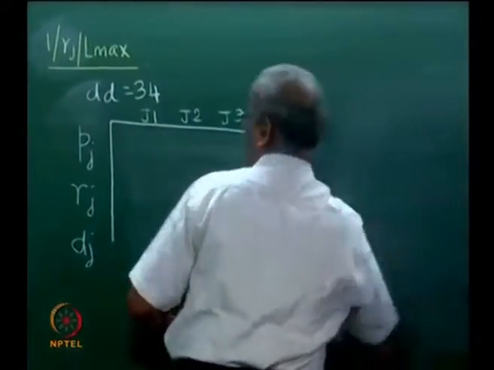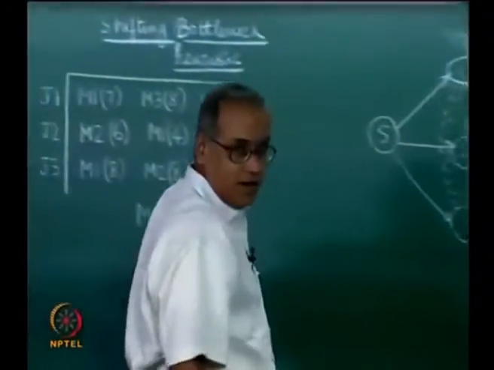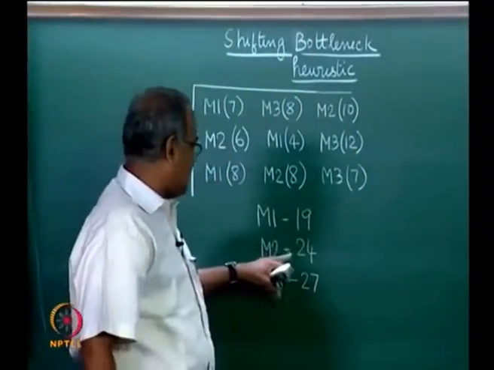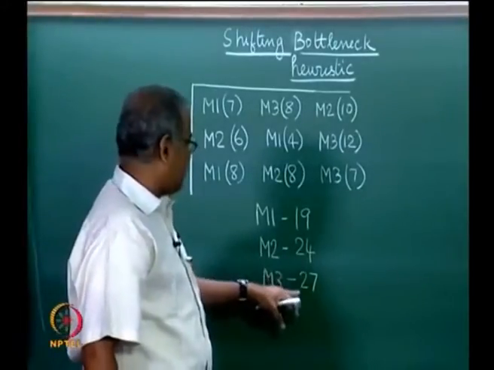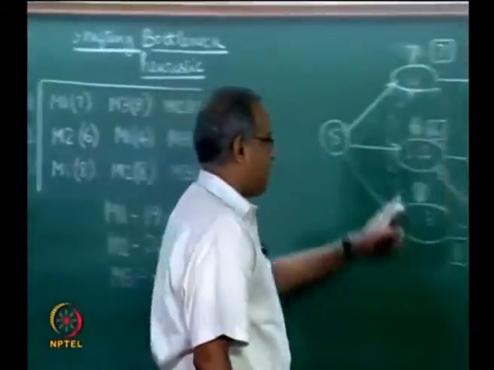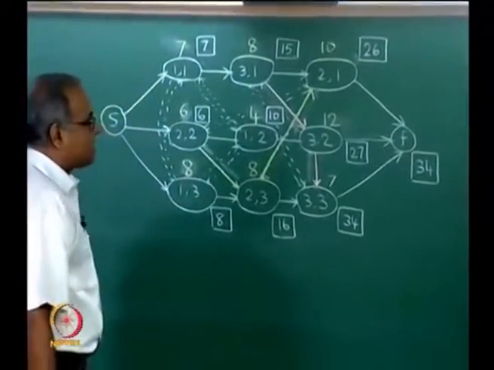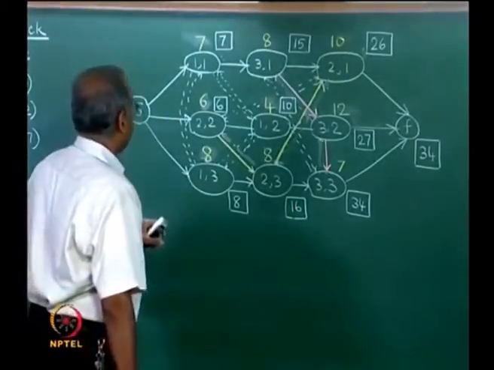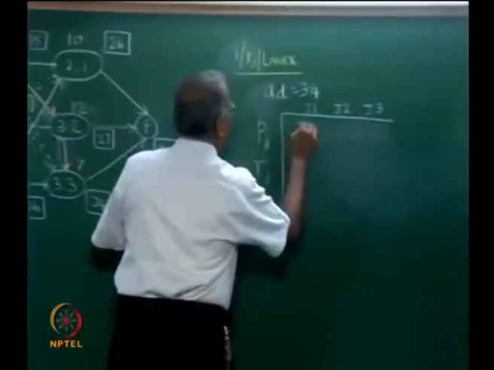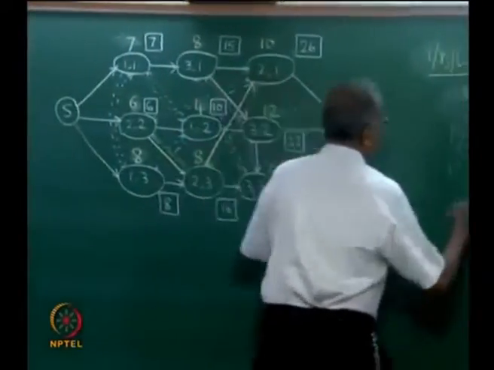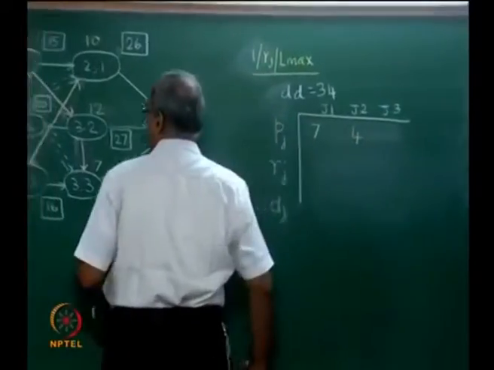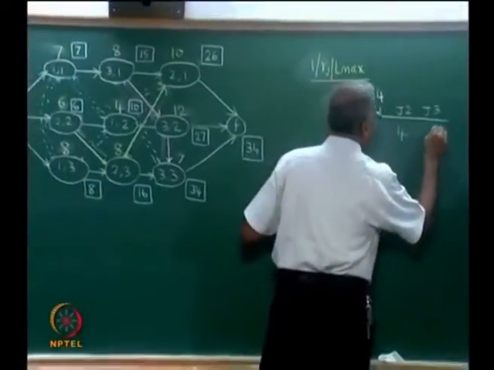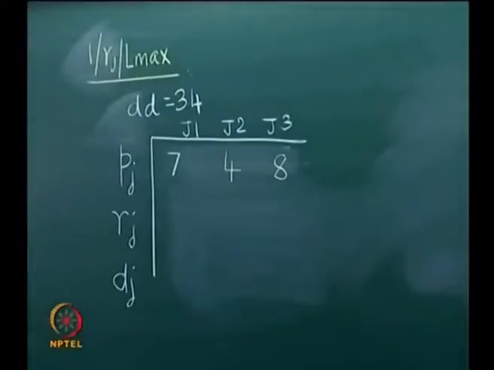Which is machine M1. We have already solved the 1 | rj | Lmax problems for M3 and then M2. So now from this network we observe that the processing times for the 3 jobs J1, J2, J3 on M1 are 7, for J2 it is 4, and for J3 it is 8. Now we have to compute the release times rj as well as the due dates dj.